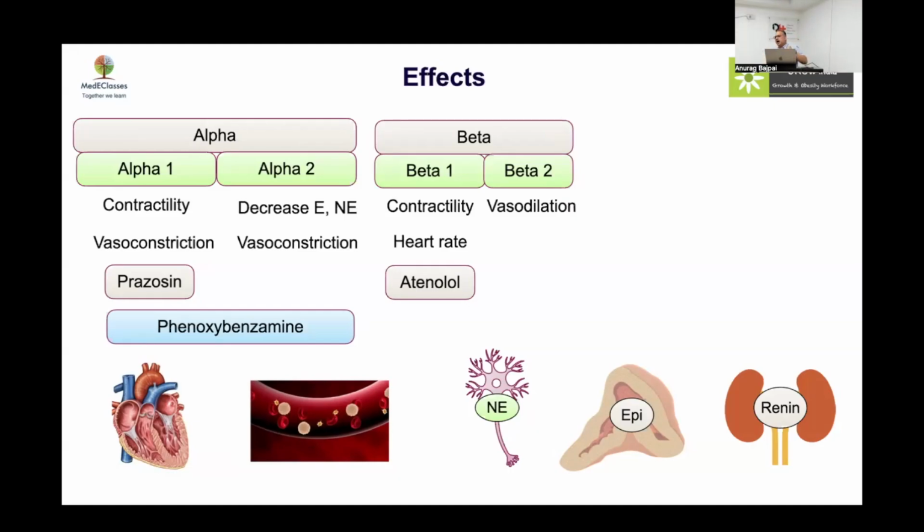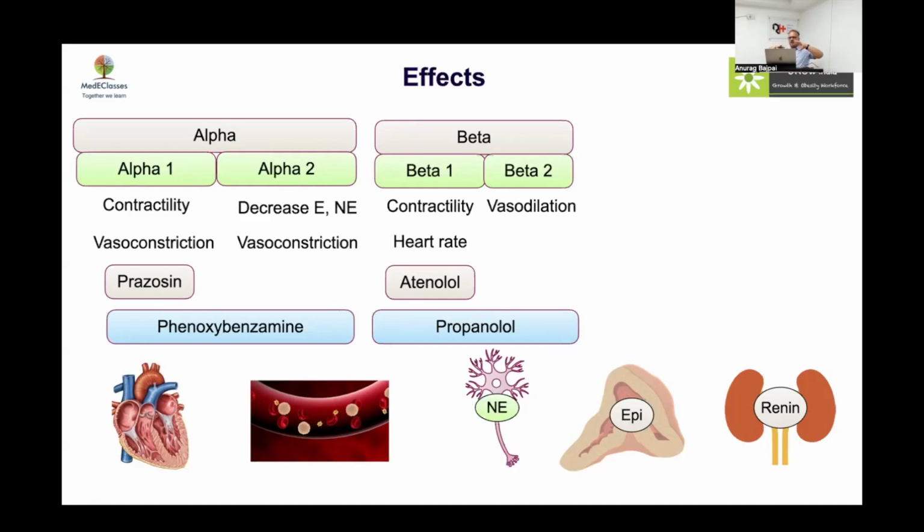So if you are blocking the beta, what will happen? If you give a beta blocker, but you are not blocking the alpha, what's going to happen? Uncontrolled alpha action will lead to. So let's say you've given propranolol to somebody who comes to you with anxiety and tachycardia. What's happening? There is an unopposed alpha action, and beta 2 activity or vasodilatation will also be gone.